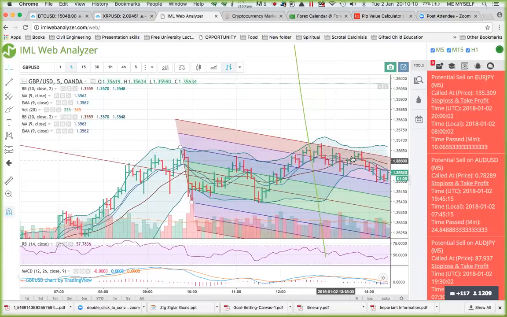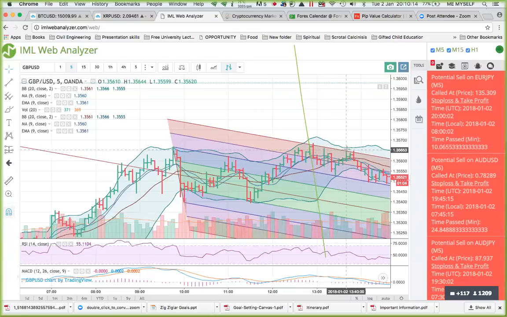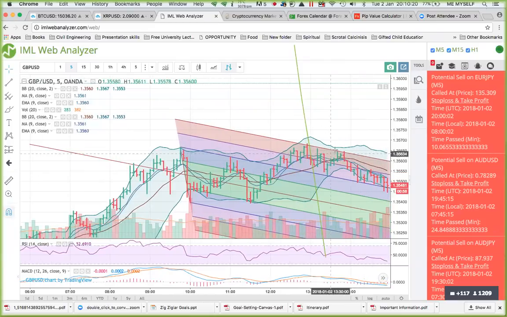Again, when it hits the outer parallel here, you could have taken another trade right there. 5 pip stop loss again. You see how clinical this is, and it would have dropped and hit this parallel.